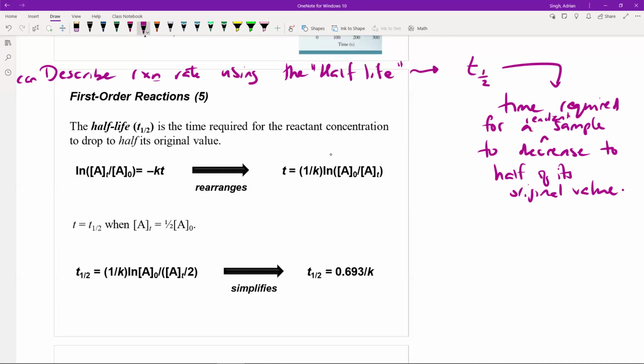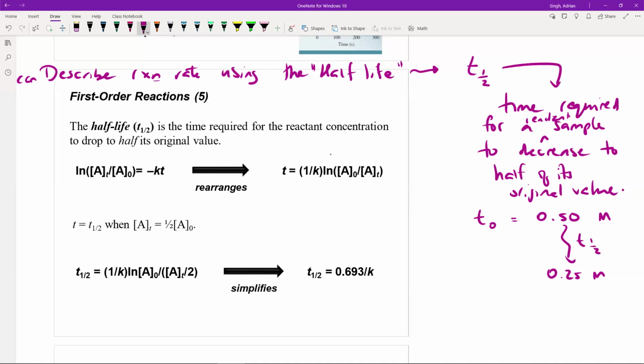So for example, let's say at time equals 0, the concentration of the reactant was 0.50 molar, and then the time that it takes for that to become 0.25 molar, that time would be your half-life, whether that happens to be 5 seconds, 10 seconds, an hour, or millions of years. That's what the half-life actually is.